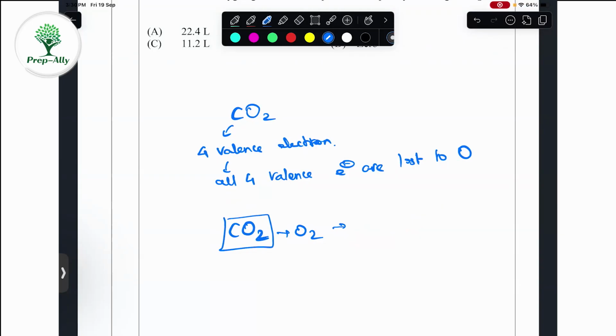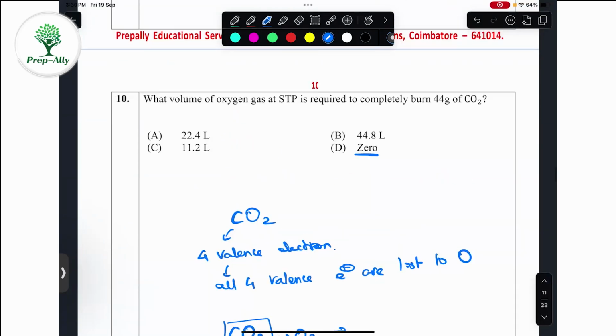Like the highest oxidation state that carbon can have is 4, right? So from that 4, it won't get increased beyond that. So answer is going to be 0. There is no amount of oxygen gas that reacts with CO2. So choose the option as D.